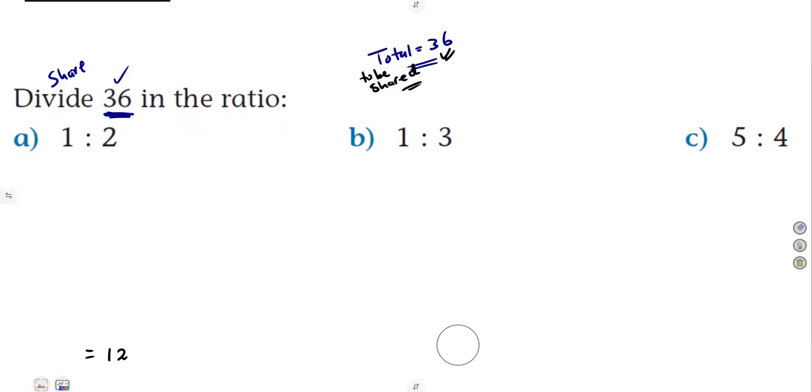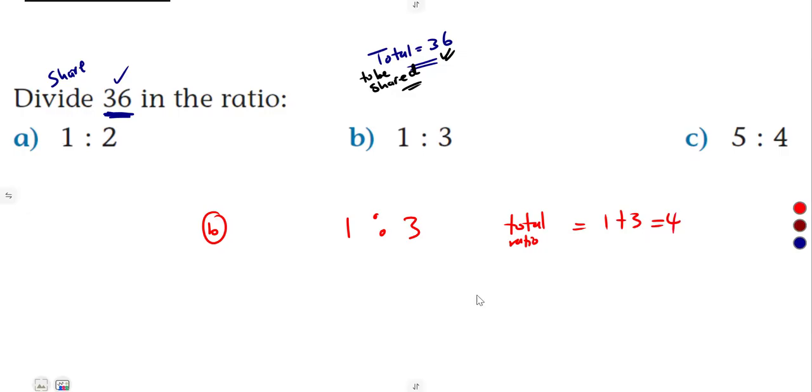Let us move on to B. On B, they are now sharing in the ratio 1:3. So in that ratio, 1:3, what is the total ratio? 1 plus 3, which is 4. So the 1 with a 1 is going to obtain 1 out of the total of the ratio. He has got 1 part out of 4 parts, times the total to be shared, 36.